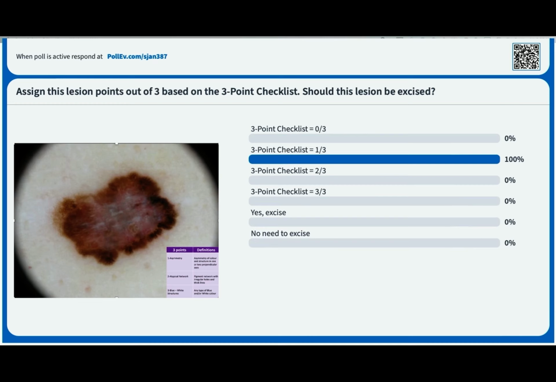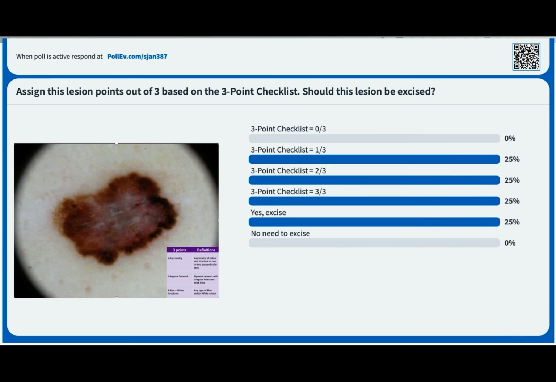So again, this is a pigmented lesion. Things look a little bit chaotic, I would say. Would you say it's symmetrical? Do they look pretty even if you cut them into 4 quadrants? And look for a network. There is some network here, and it looks a little bit atypical to me, but that's definitely something to consider as well. And any blue-white kind of discoloration.